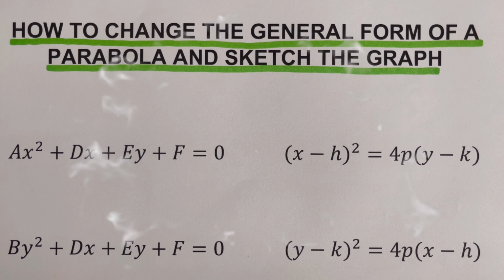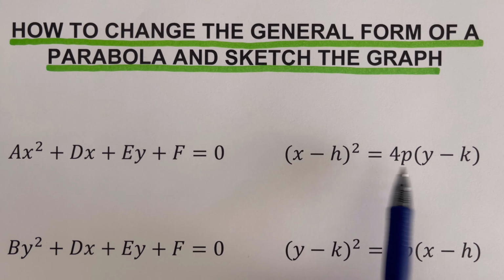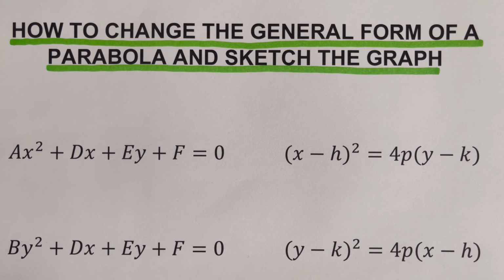Everyone, this video will show how to change the general form of a parabola to its equivalent vertex or graphing form. So pretty much we are given the general form and we want it to look like this. And this is an example of a vertex form or graphing form. We also have another case right here, and we want it to look like this. And we also have to sketch the graph after that.